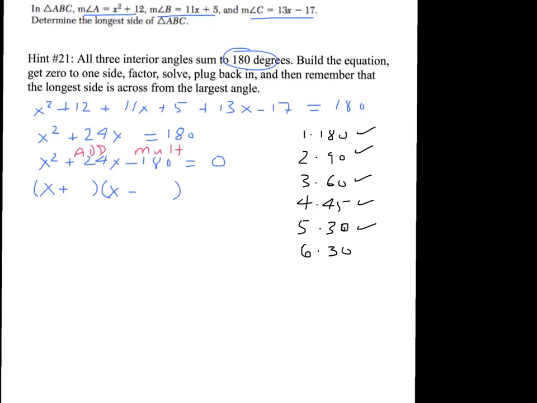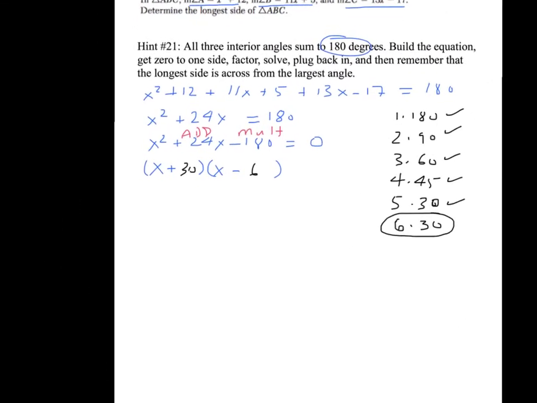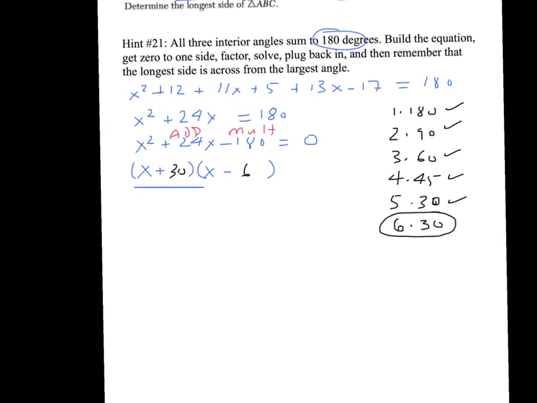6 times 30 could make 24 when I subtract them from each other. Yeah, so 6 times 30 is 180. And if I add them together, I could get a 24 as long as I put 30 with the positive and the 6 with the negative. Okay, remember you're continuing to solve this. So you get two answers for the time being, negative 30 and positive 6.